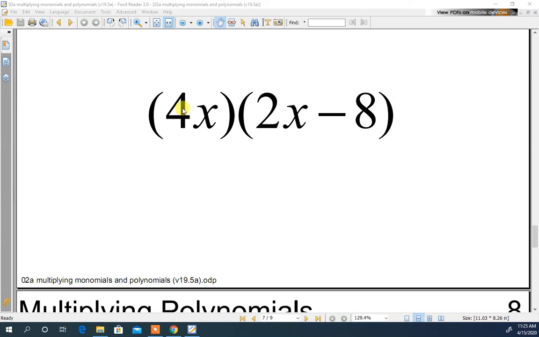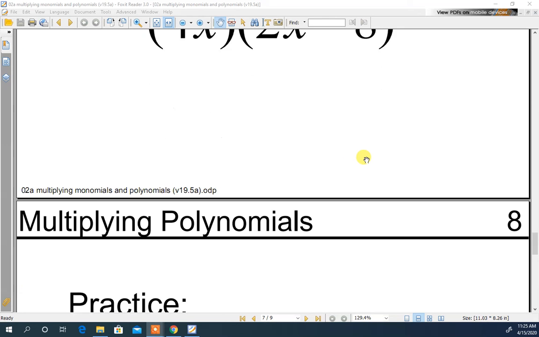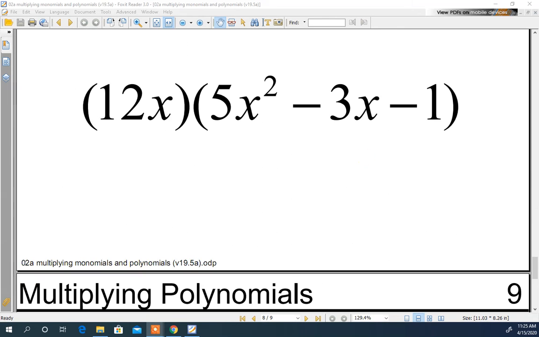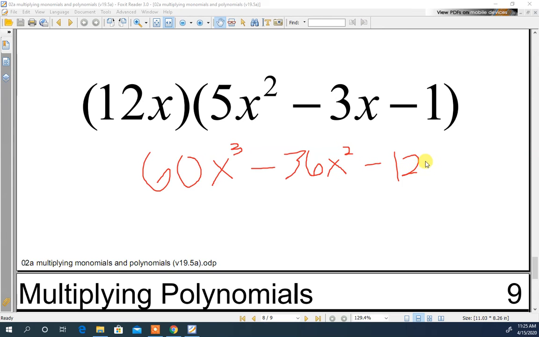So 4 times 2 is 8 x squared minus 32x. Another practice. 12 times 5, that's 60 x to the 3rd minus 36 x squared minus 12x.